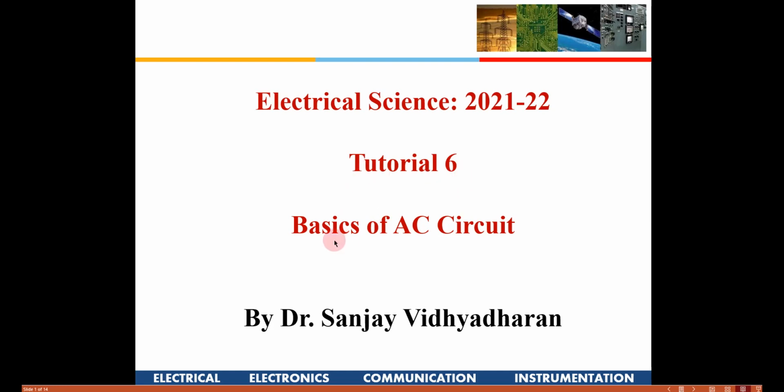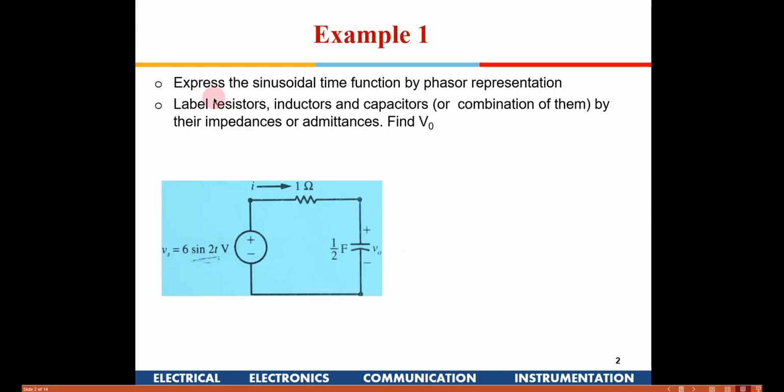In today's tutorial we'll take on some problems on basics of AC circuits, right? So the first question is like this: express the sinusoidal time function by phasor representation. Then we also need to label resistors, inductors and capacitors by their impedances or admittances and find V0. V0 is the voltage across the capacitance.